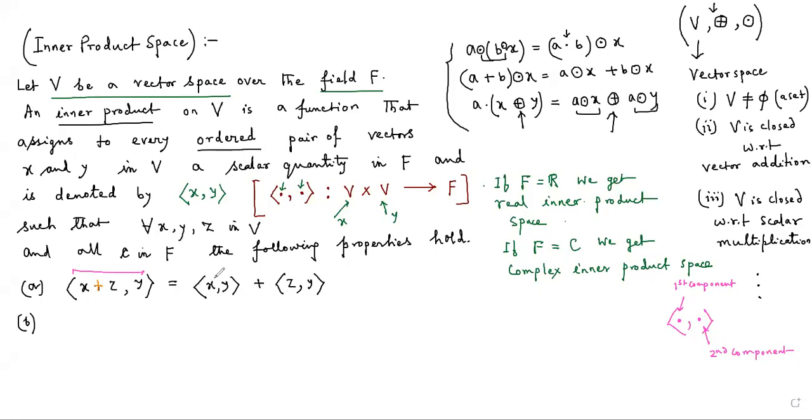we see that this inner product is linear in its first argument. We can say that the inner product is linear in its first component. In its first component. This is the first property that needs to be satisfied.